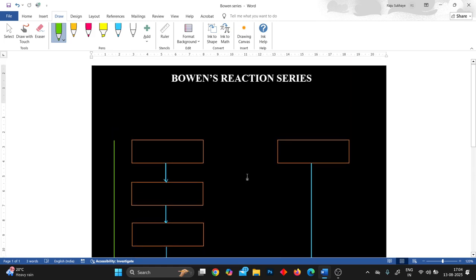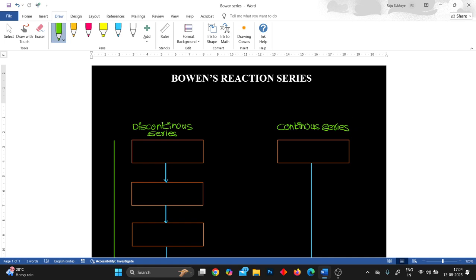Okay, so this Bowen's reaction series consists of two series. On the left hand side we have one series that is known as the discontinuous series, and the continuous series on the right hand side.